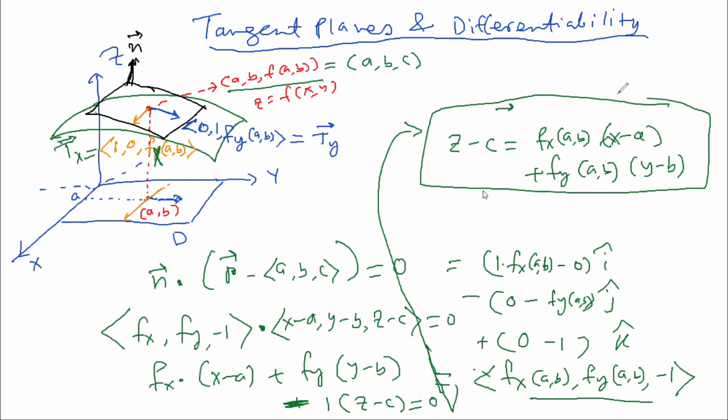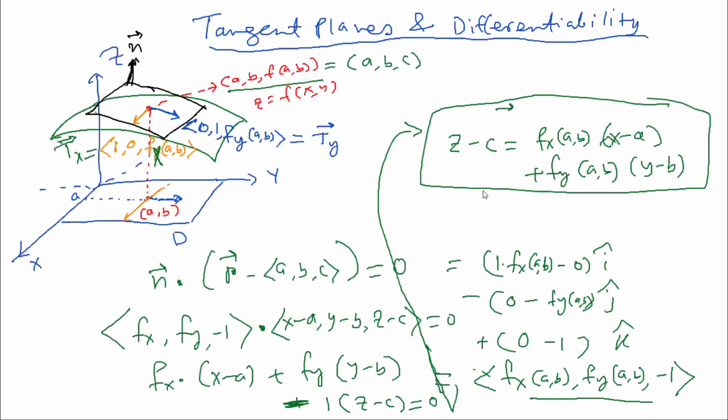Does that make sense? Why is this the equation of the tangent plane? Using the partial derivatives, we got two tangent vectors. And the cross product is going to be the normal vector to the tangent plane. Okay, let's do a quick problem.